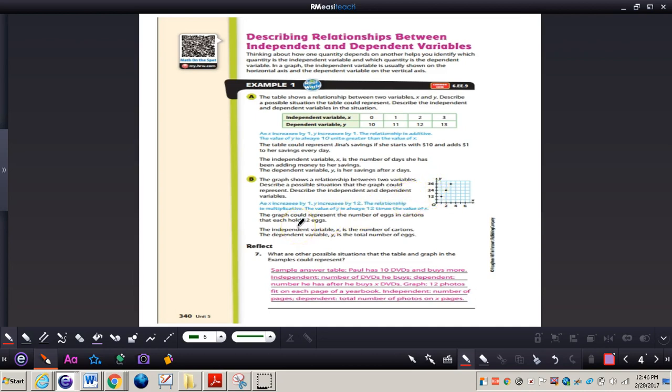So we can see what other possible situations that the table and graph and the examples could represent. We could say a lot of different scenarios. Paul has 10 DVDs and buys more. Independent variable would be number of DVDs he buys. Dependent, number he has left after he buys a certain amount of DVDs. So the graph could be 12 photos fit on each page of a yearbook. Independent variable, number of pages. Dependent variable, total number of photos on x pages. So those two could be some examples.